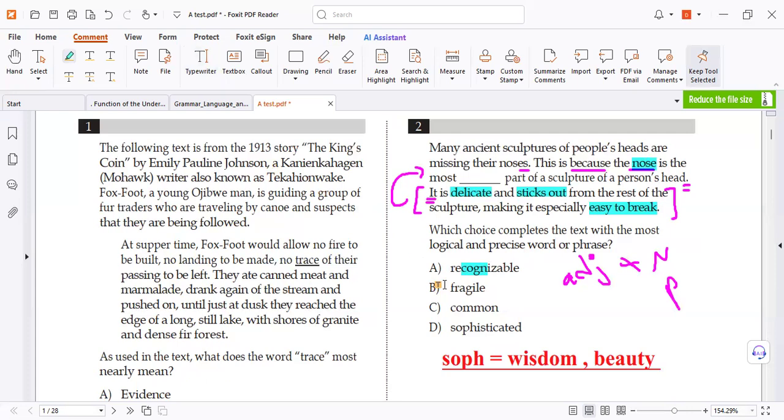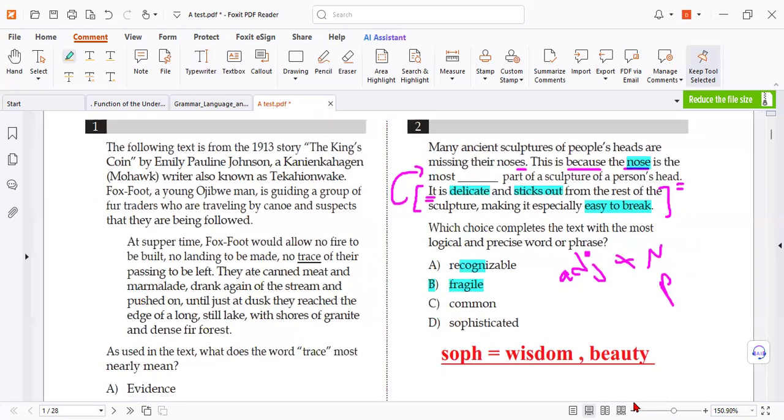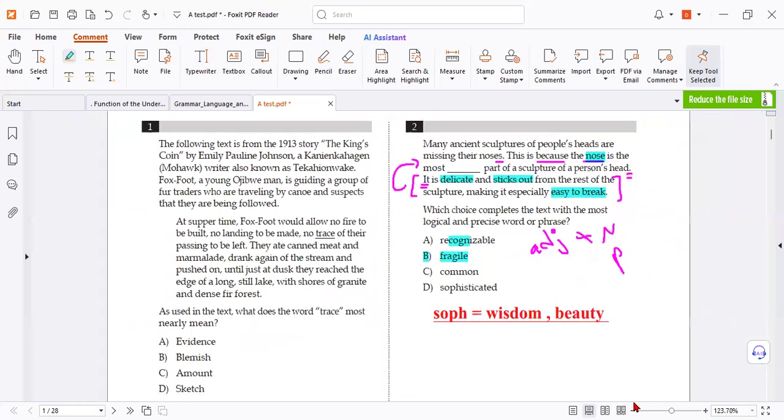But the test maker gives you the definition. Fragile means easy to break. It's delicate already. So if you don't know delicate or this one, you will not know it. So it means we need evidence in the text for the answer. That's very important. Now again, let's see what the question is. Sometimes we give you a paragraph to help you know more, but let's read together.